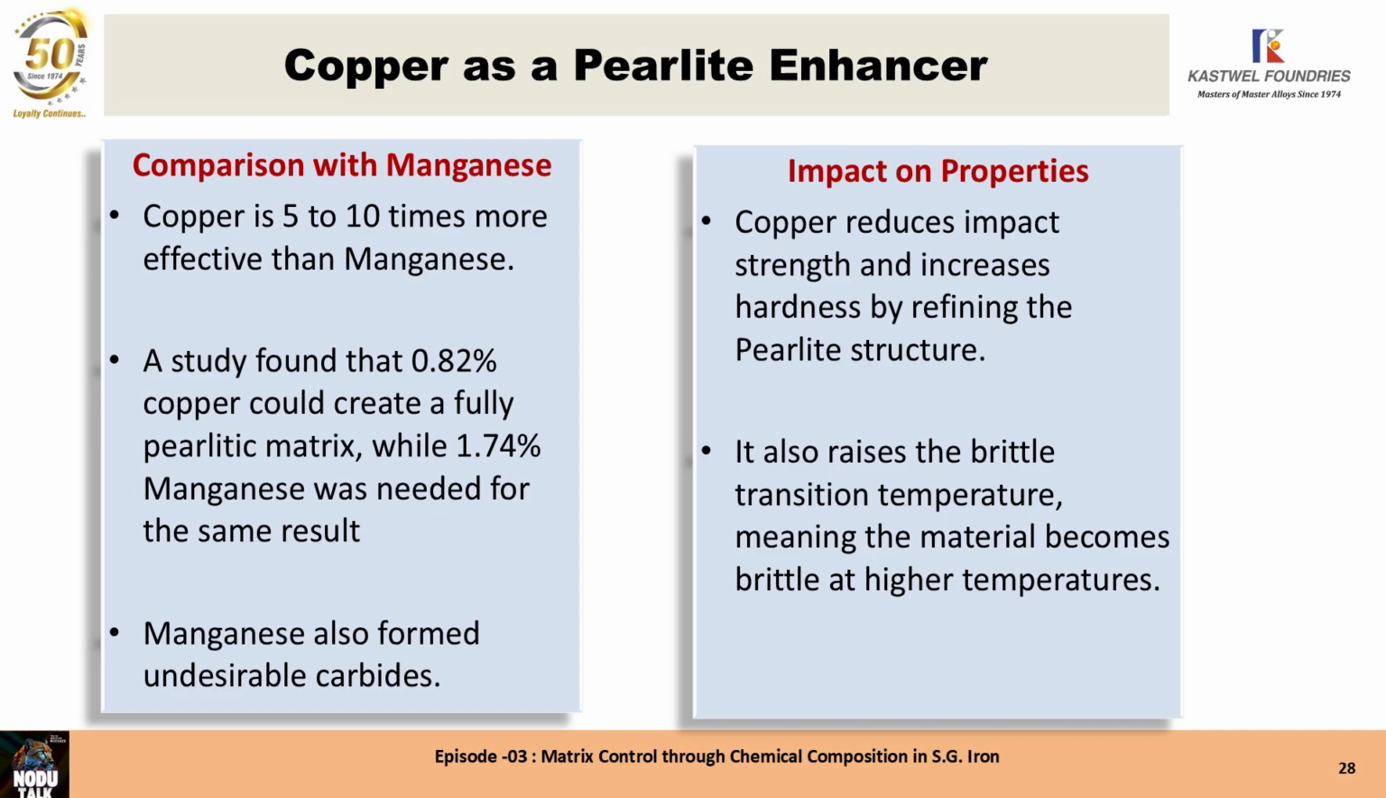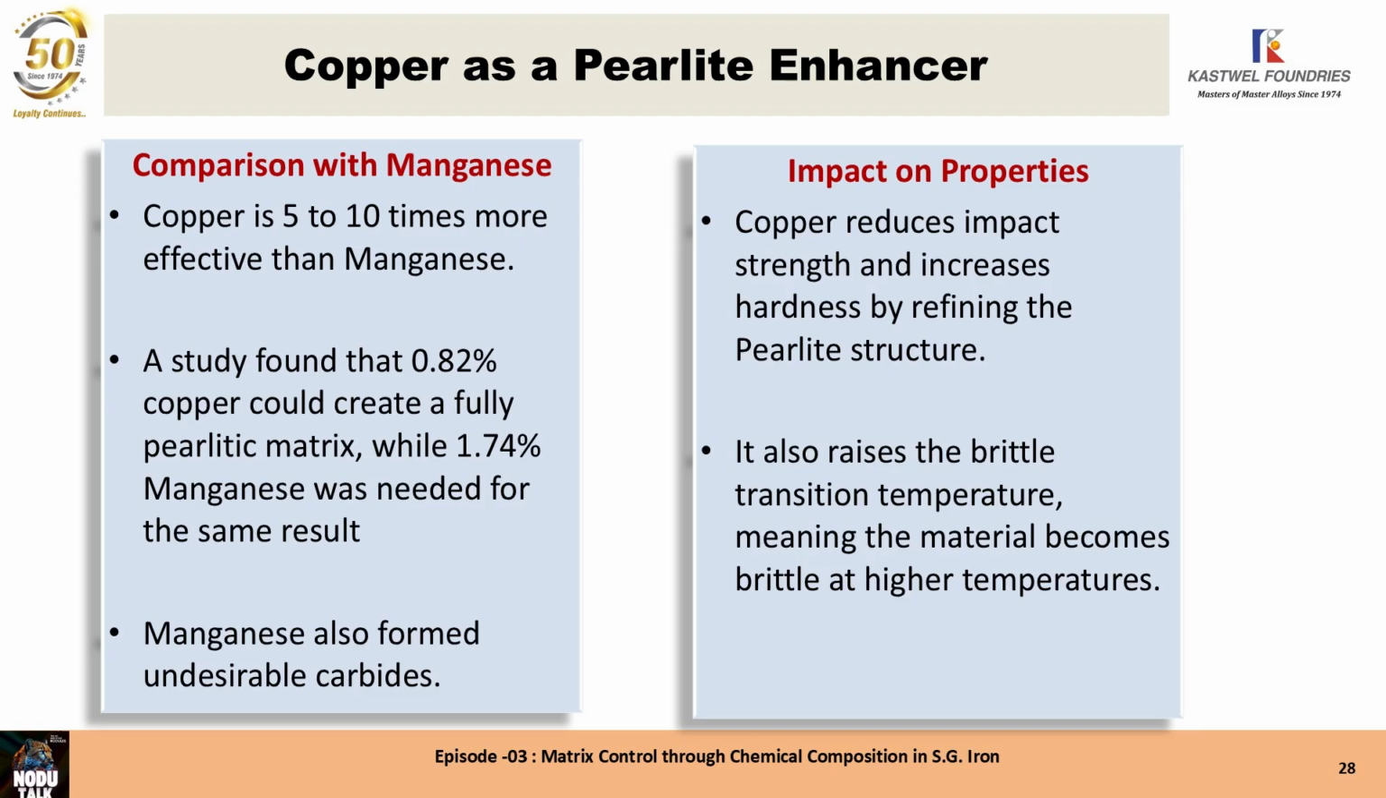Comparing copper and manganese, copper is 5 to 10 times more effective than manganese as a pearlite enhancer. The study found that 0.82% copper could create a fully pearlitic matrix, while 1.74% manganese was needed for the same result. Manganese also formed undesirable carbides.